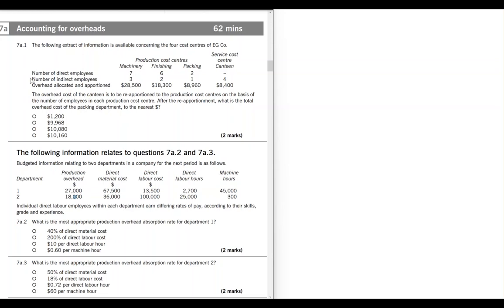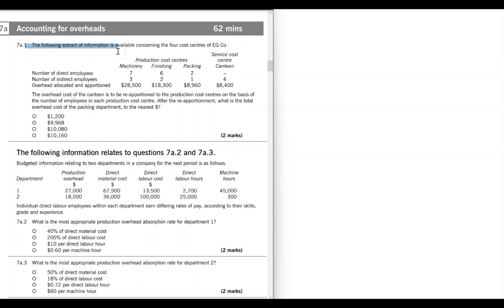What is the total overhead cost of packing department to nearest $? Remember, if we do all those steps that we did in Excel, it would take a lot of time. So only answer what is required. In this question, they specifically require what is the cost of packing department. I will only just do that. I will not find the cost of other departments.